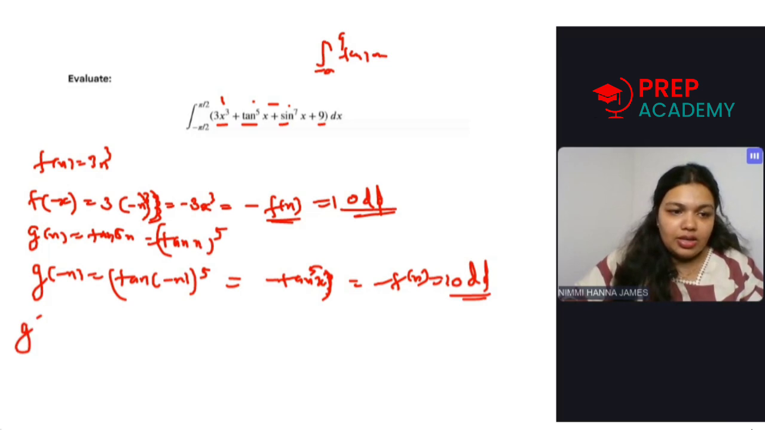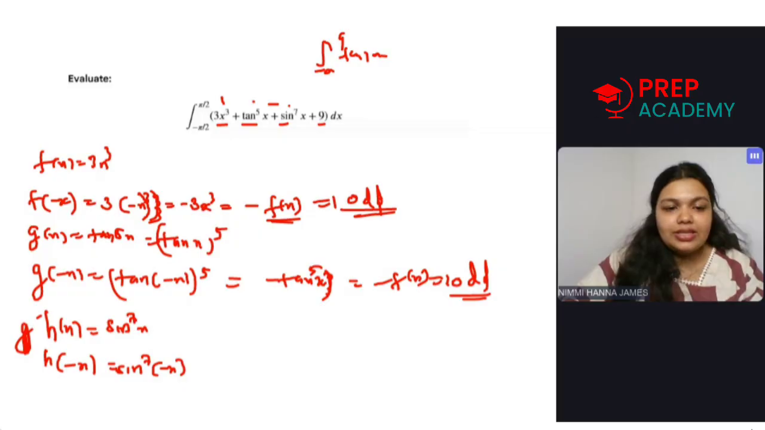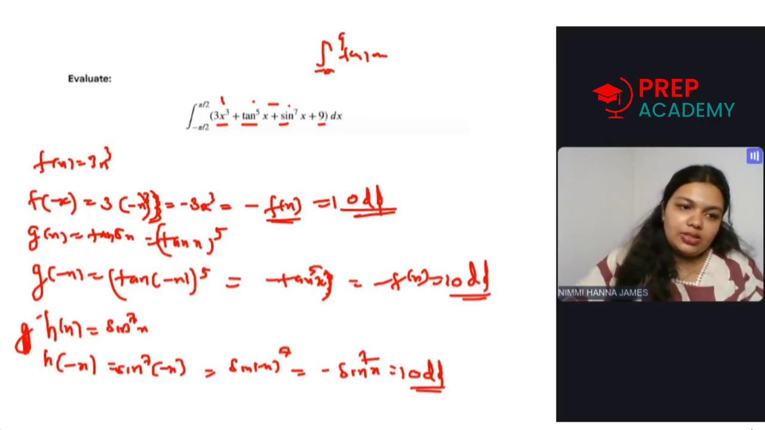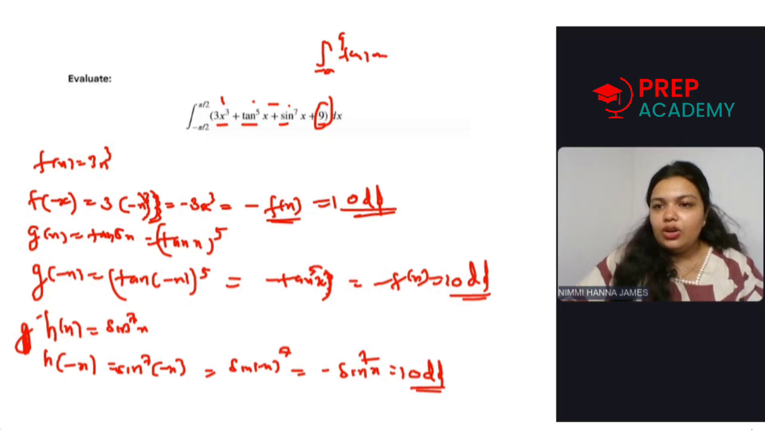I'm taking the third, h of x is equal to sine raised to 7x. So h of minus x is sine of minus x raised to 7, and sine of minus x is minus sine x, so minus sine x raised to 7. This is also an odd function. Taking the next function, that is 9. 9 is a constant function, correct? That is not odd or even, just a constant function.